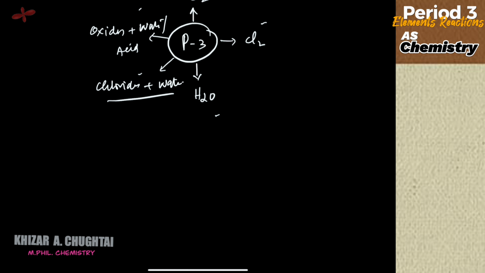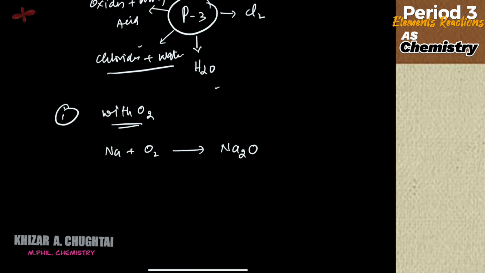Now, reaction with oxygen. Number 1, with oxygen. Sodium reacts with oxygen vigorously, and Na2O, sodium oxide, is formed. For the sake of balancing the equation, I'm going to put 2 over here and a half over here. Sodium oxide solid is formed. Sodium is solid, oxygen is a gas, so these are the state symbols.